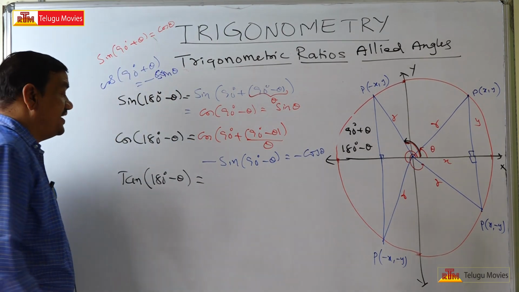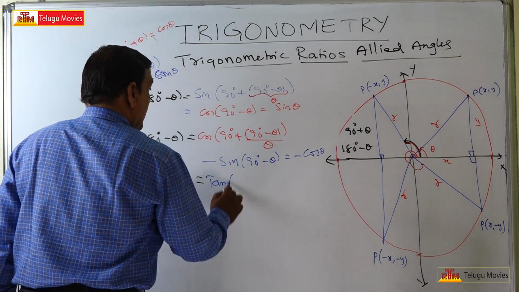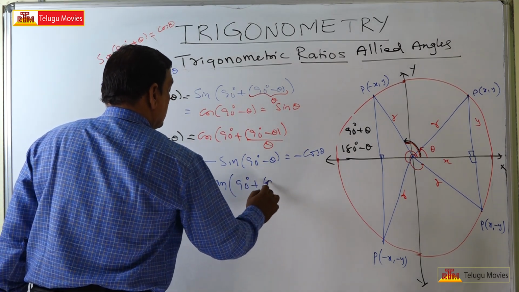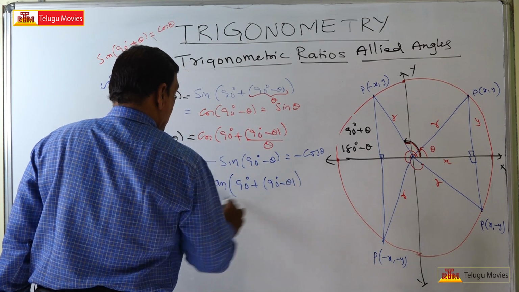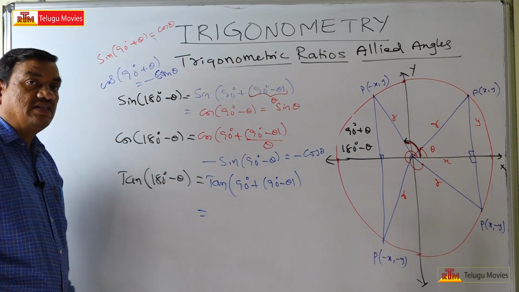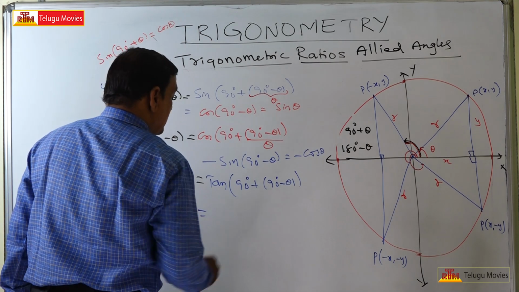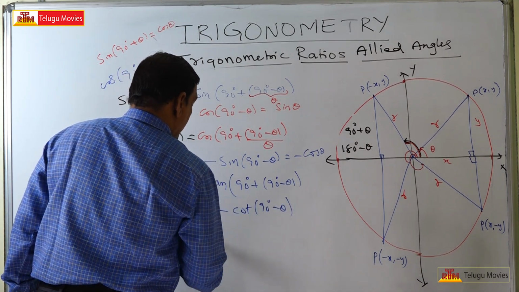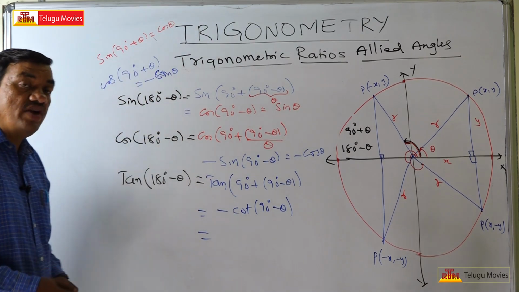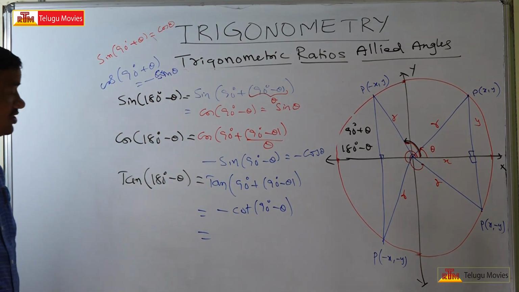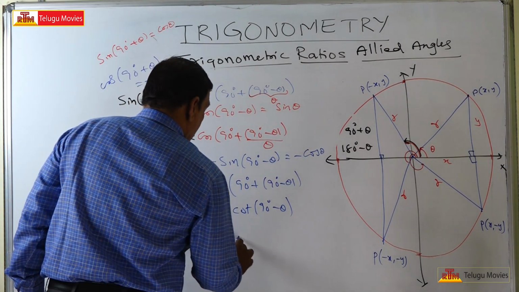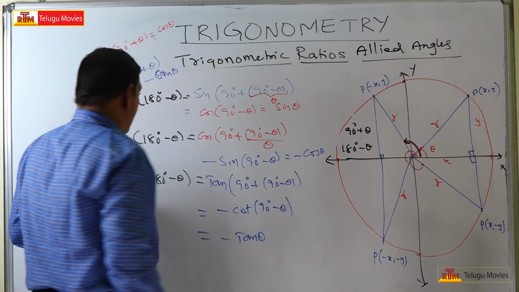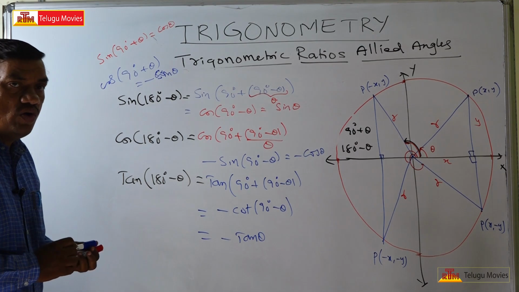Similarly, tan of 180 minus theta is equal to tan of 90 plus 90 degrees minus theta. Tan of 90 degrees plus 90 minus theta, treating 90 minus theta as theta, we wrote as minus cot of 90 minus theta. Again, we explained that cot of 90 minus theta is equal to tan theta, so this is minus tan theta. Therefore, cot of 180 minus theta can also be explained the same way.